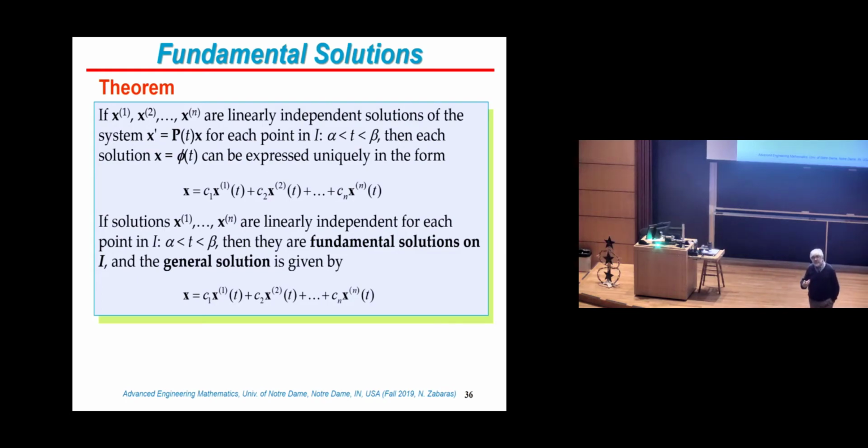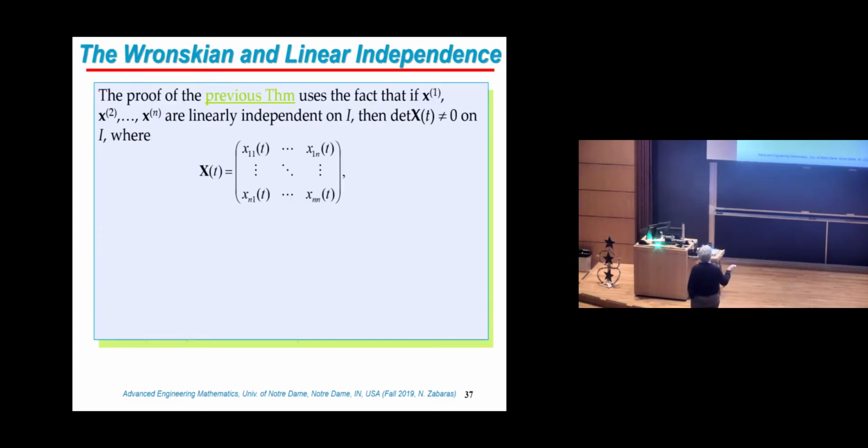How about if I start with initial condition 1, 0, 0, 0, 0, 0? Will that give me one vector? Yes? How about if I start with the vector 0, 1, 0, 0, 0? Will that give me an independent x2? All right, so this is what we need to do.